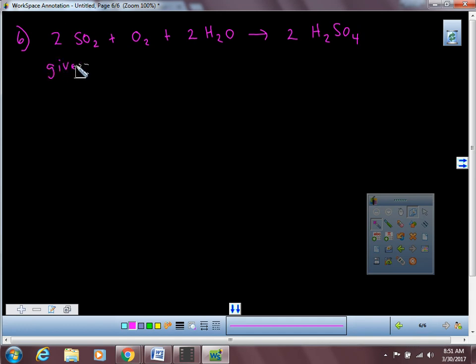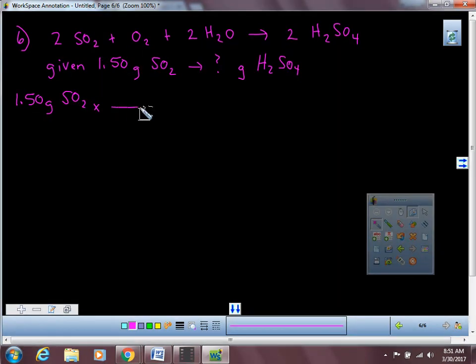What are we given in this one? What do we have a number for? 1.5 grams of SO2, sulfur dioxide. And what are they asking us? How many grams of H2SO4 produced? All right, how many grams of H2SO4 or sulfuric acid? So start with what you have a number for, 1.5 grams sulfur dioxide. I can't use grams, so what do I have to get it to? Mole. I have to get it to moles.